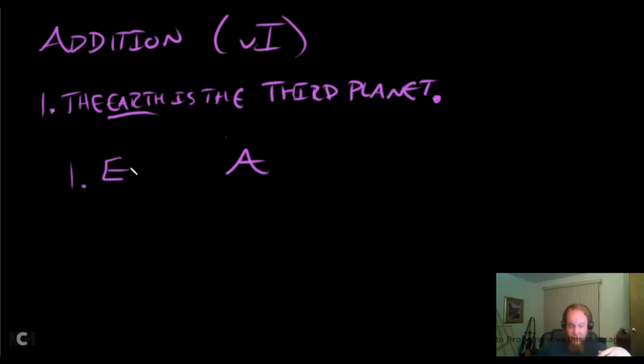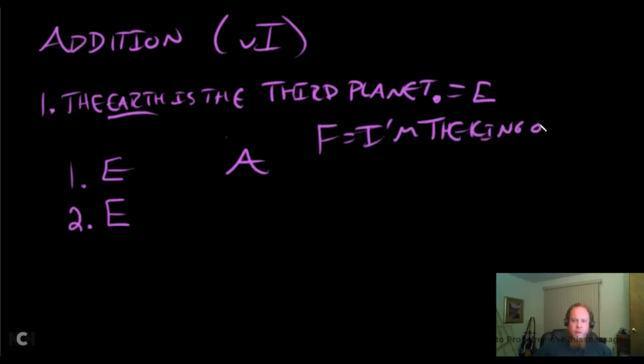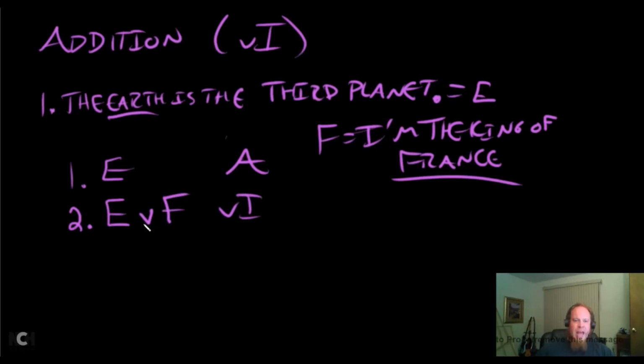So let's say this means the Earth is the third planet from the sun. I could add on anything I want to it. Let's say F is I'm the King of France. As you may or may not be aware, I'm not the King of France. But with a wedge in, I can say this thing or anything else. Wedge in, and we say, what did we add this thing onto? We added this onto line 1. Where'd the F come from? Narnia, for all I care.